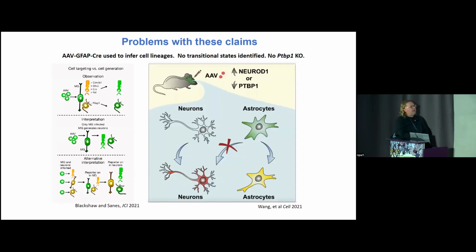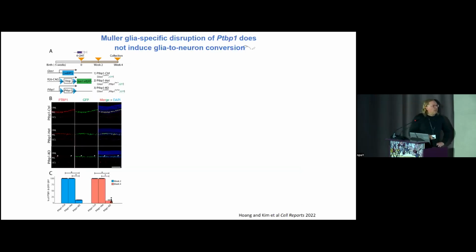And Chun-Li Zhang at UT Southwestern published a paper in Cell in 2021 that also cast doubt on this, that basically said that, yeah, GFAP-based AAV, when used to either overexpress NeuroD1 or knock down PTBP1, actually gave leaky expression, shut off in astrocytes, turned on in neurons. So we set out to investigate this more using genetic-based lineage mapping and loss of function.